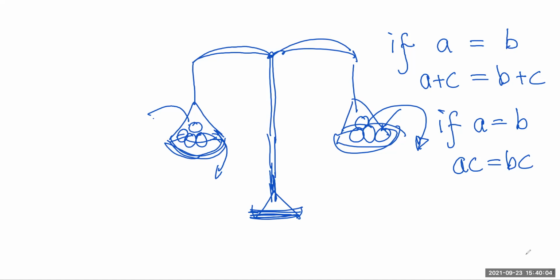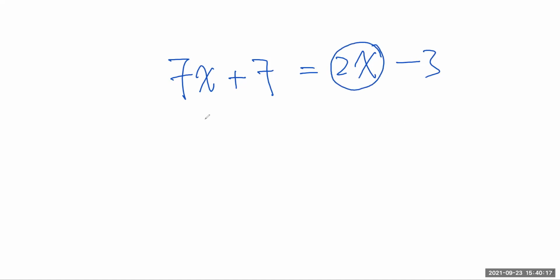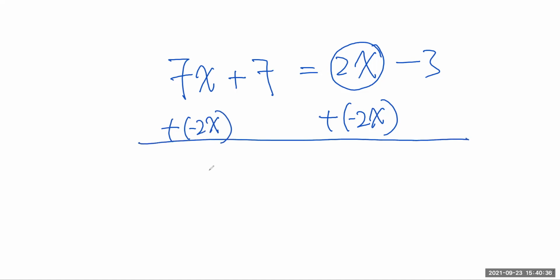So that's where we have that. If you have something like this, I'll give a quick example. If we take 2x out from the right, we have to take out the same thing on the left, by adding negative 2x. That way, it's still balanced.